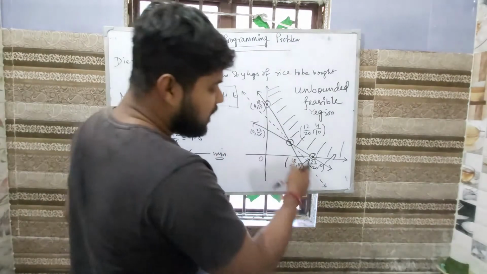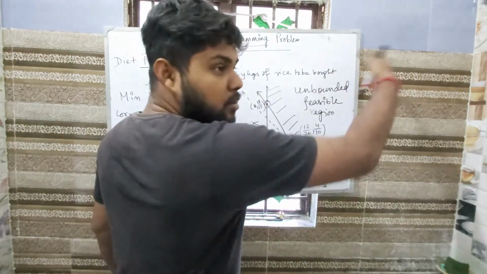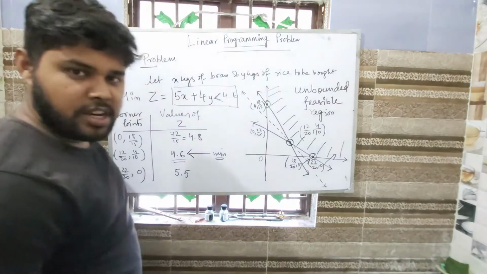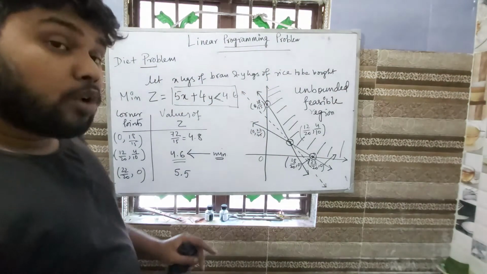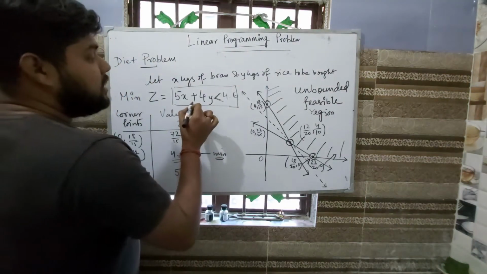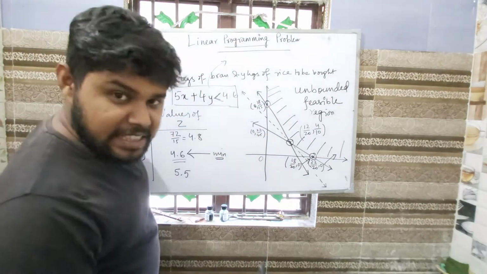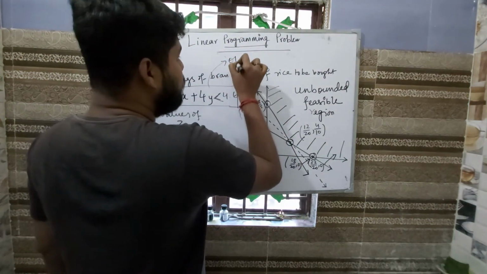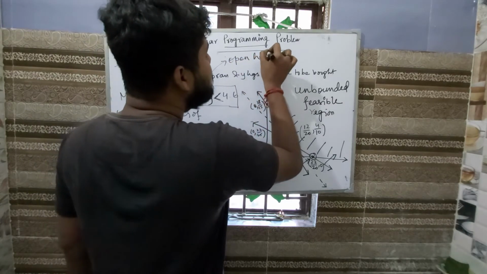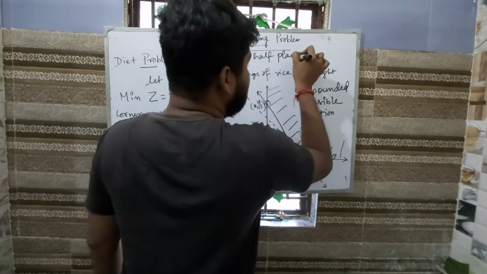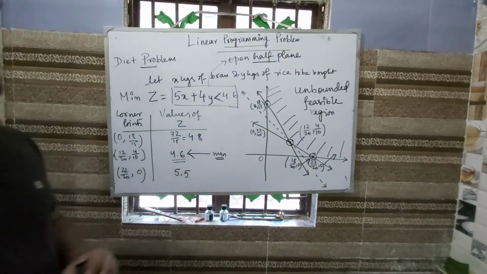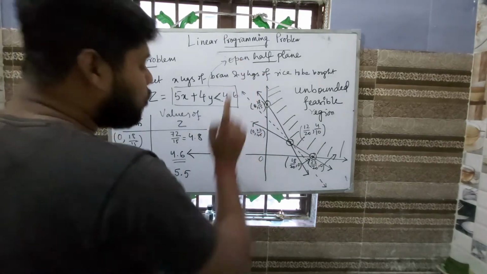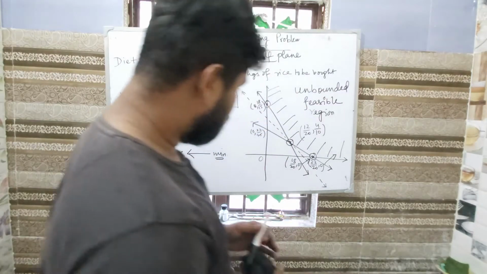Now you can see this dotted line does not have anything in common with this unbounded region. You can see it is passing through here. There is nothing common with this unbounded region. So now I can say, obviously we have to say this: this extra line that I have drawn on the graph is called the open half plane. Therefore we will say it as the open half plane.